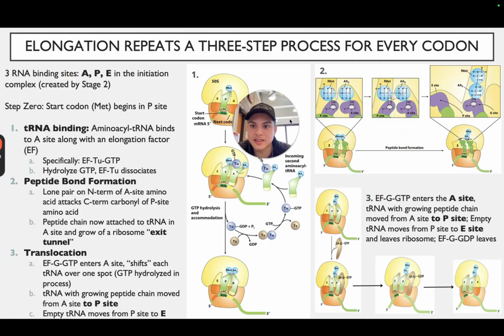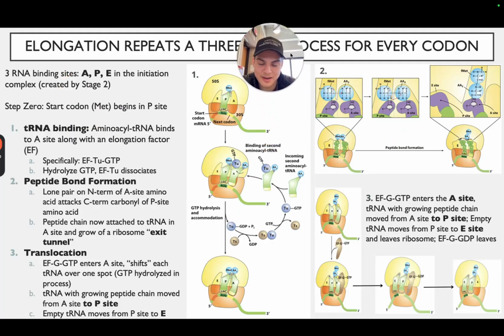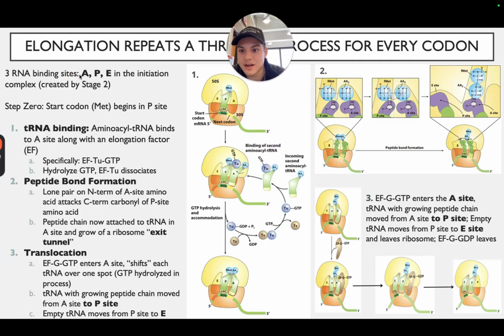So I want to talk about elongation. It's a 3-step process for every codon. We have 3 tRNA binding sites, A, P, and the one thing I want to mention is that E is our exit. So any tRNAs that are in the E spot are going to leave. So we'll go through this. Step 0, the start codon begins in the P site. It doesn't go through the A first. It starts at the P.